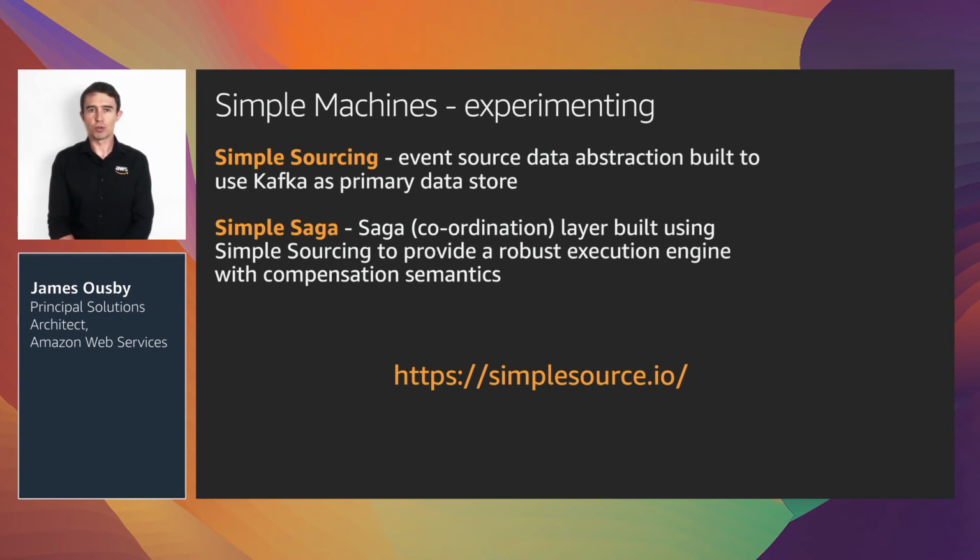First one being Simple Sourcing, which is an event source data abstraction built on top of Apache Kafka. So we're going to be having a look at that in the demo today. It helps with the command handling part of your write path. And then there's Simple Saga, which we're not having a look at today, but you can check out in your own time. That helps you with distributed transactions.